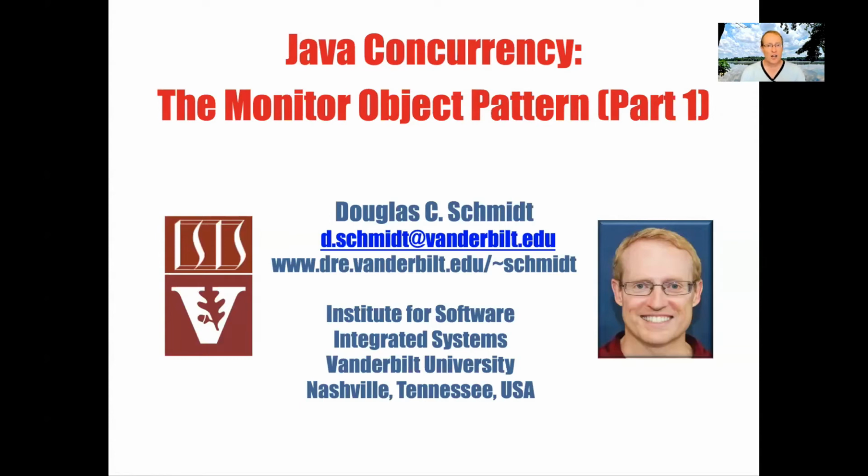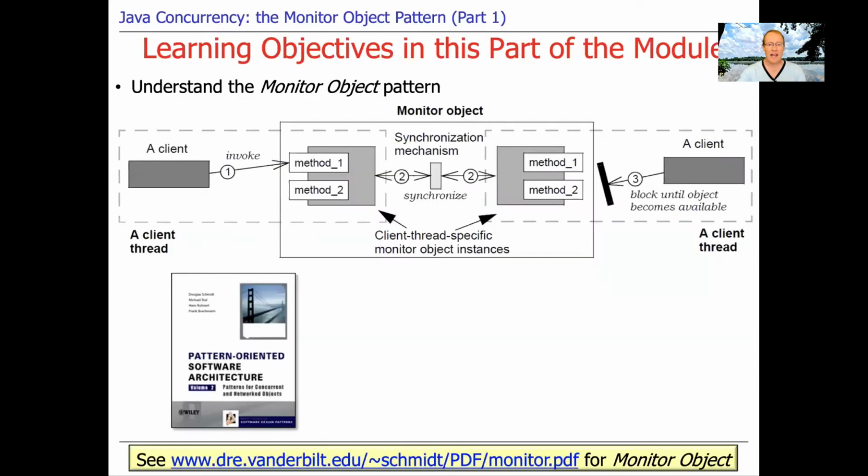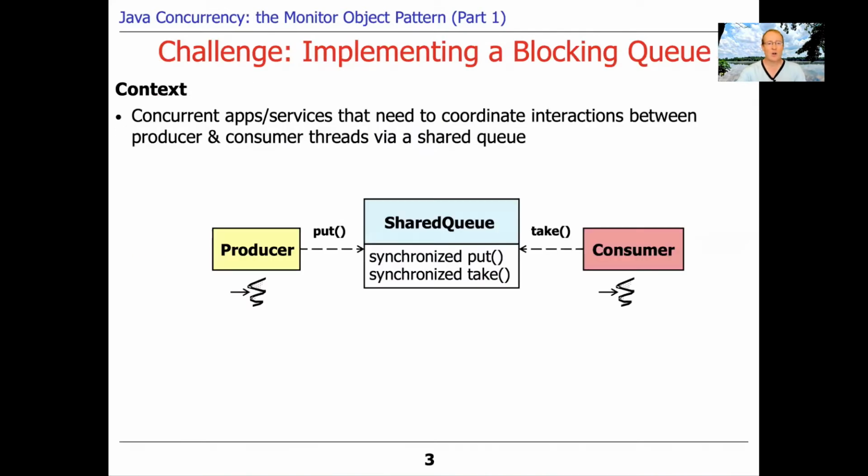We're going to start our discussion of patterns in the Android and Java concurrency frameworks by describing the monitor object pattern. And we'll start off first by explaining what the monitor object pattern does and what its intent is, and its structure and its functionality and its participants and so on. And then we're going to talk about how it's applied in Android and in Java.